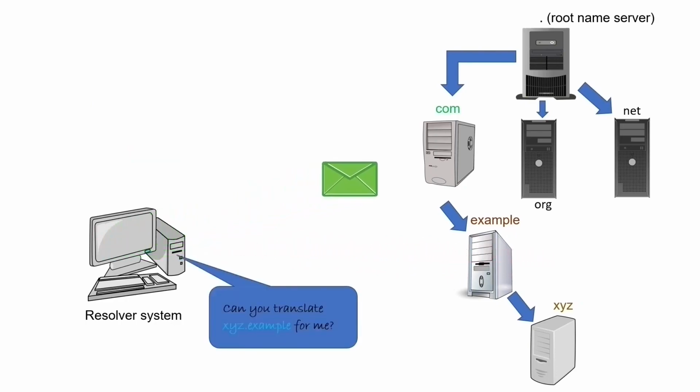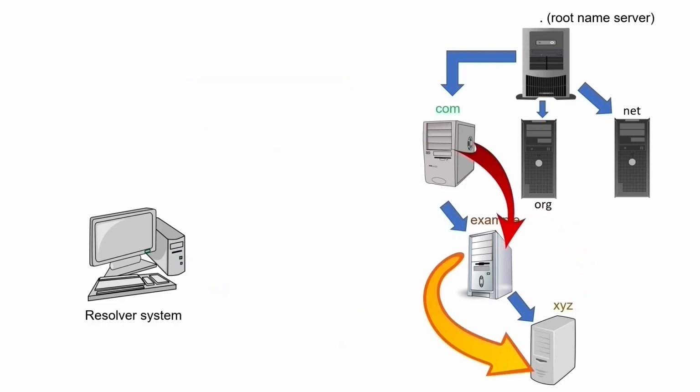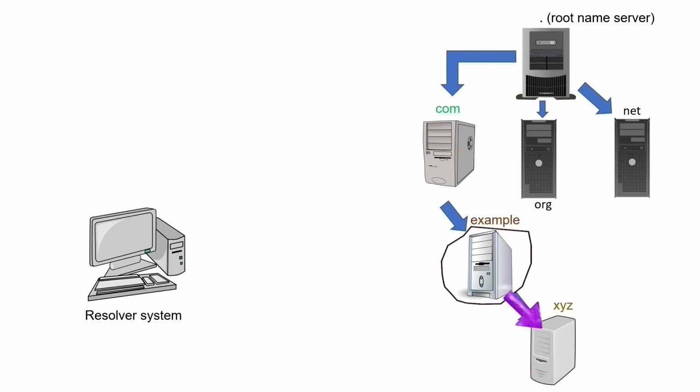If the query belongs to its child domain, it provides a referral to the child domain's name server. It only provides referrals for its child domains. It knows nothing about its grandchild domains. If its child domain has child domains, the child domain will be responsible for providing referrals to its child domains.